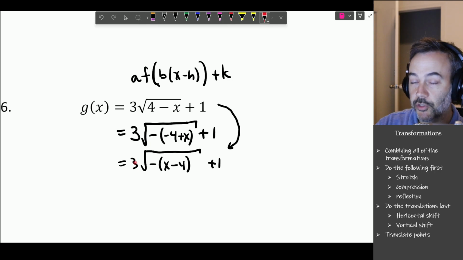It's a vertical stretch by a factor of 3. For the vertical one, if the value is greater than 1, it's a vertical stretch. It's a translation to the right by 4. That's a minus. It's the opposite. So it's the right by 4. And this is a translation up by 1.